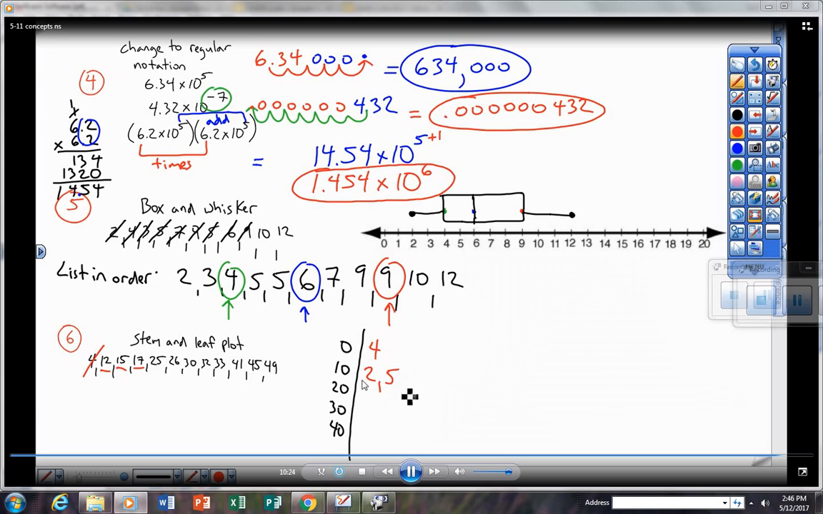That shows 12, 15, and 17. 25 and 26, in the 20 spot, I put a 5 and a 6. That represents 25 and 26. 30, for 0, I put 30. That represents 30, 32, and 33. And then for 41, 45, 49, that shows me 41, 45, and 49.